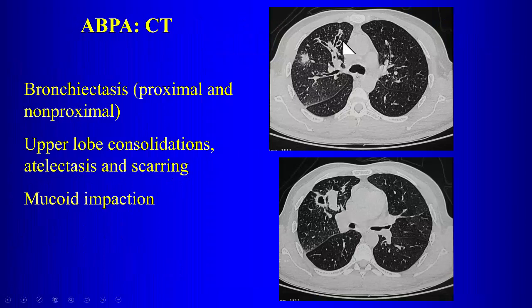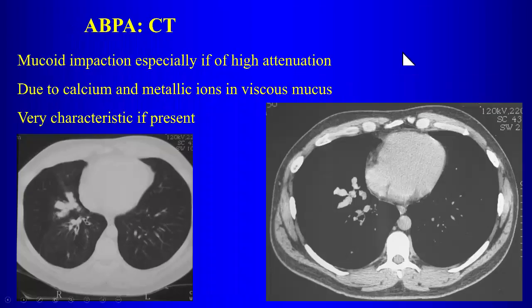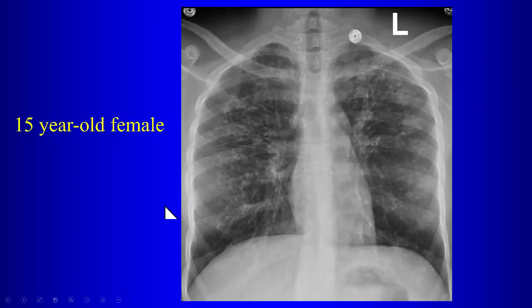So if we have a patient who's asthmatic, who has bronchiectasis and regions of mucus plugging, then we can consider allergic bronchopulmonary aspergillosis. Classically, it's taught that the bronchiectasis with ABPA is perihilar, but it can be anywhere within the lung. And we talked about this other characteristic with allergic bronchopulmonary aspergillosis, that you can have high attenuation mucoid impaction, so on non-contrast CT scan, these regions of mucoid impaction can be high in attenuation because of calcium and metallic ions within the mucus associated with the fungal infection.